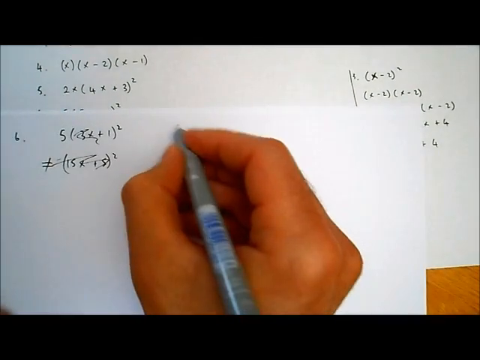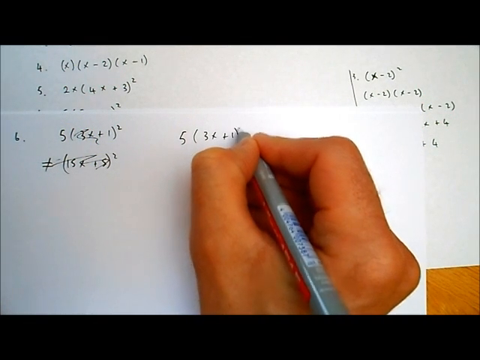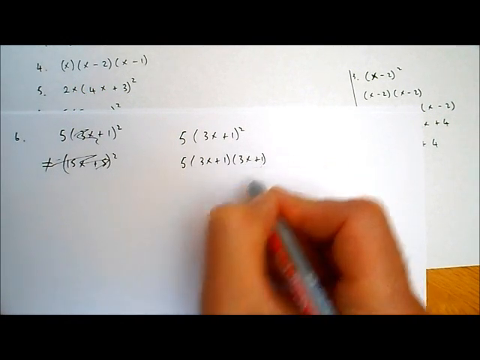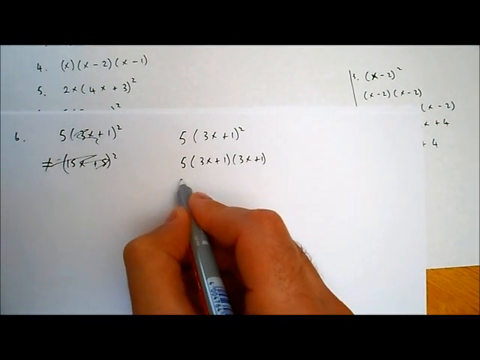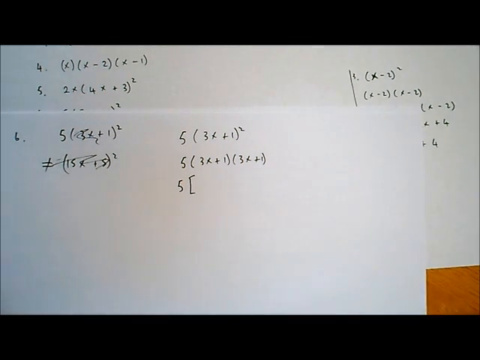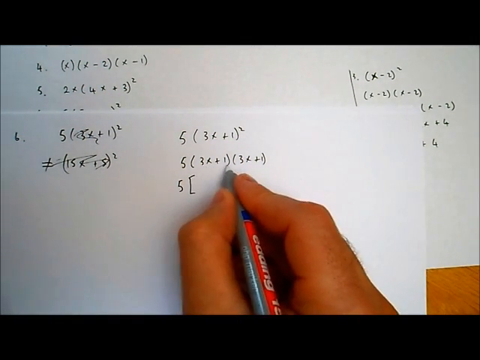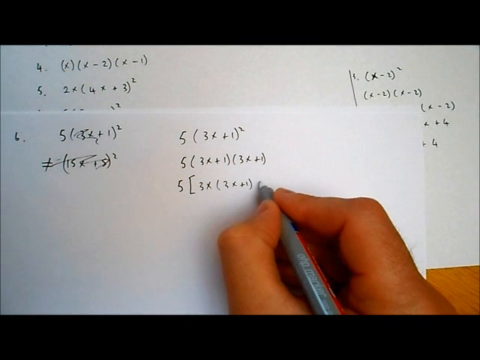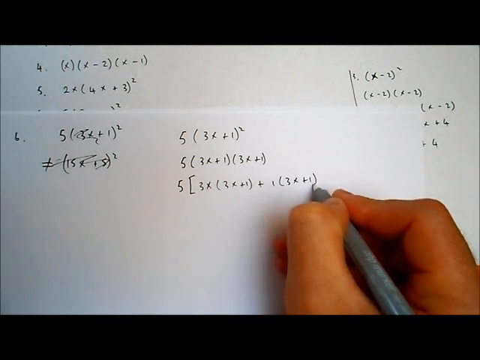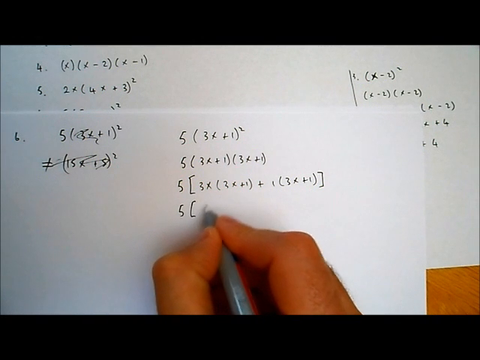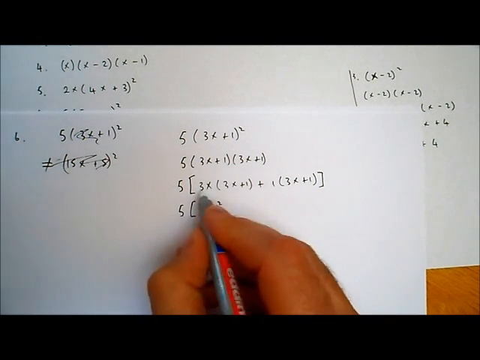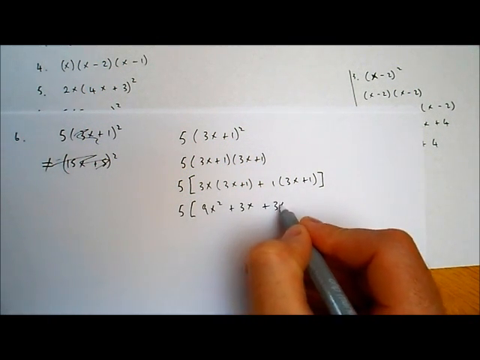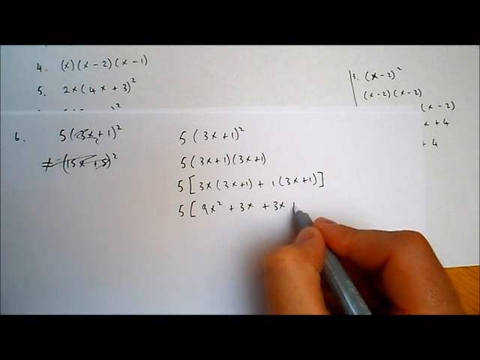So 5 times 3x plus 1 squared is 5 by 3x plus 1 by 3x plus 1. We have to square it first and then multiply by 5. So it's 5 times, and I'll square it first, so I'll put it in square brackets. It's going to be everything in here by everything in here. So it's 3x by 3x plus 1 plus 1 by 3x plus 1. So we have 5 times 3x by 3x is 9x squared, 3 by 3 is 9, x by x is x squared. 3x by 1 is 3x, 1 by 3x is another 3x, and 1 by 1 is 1.